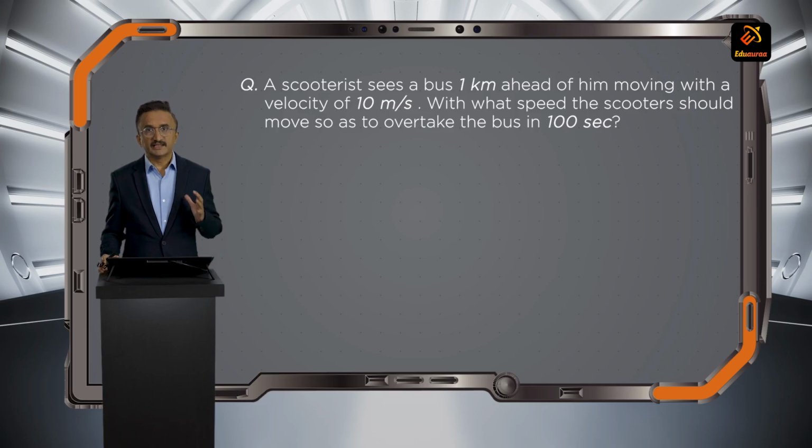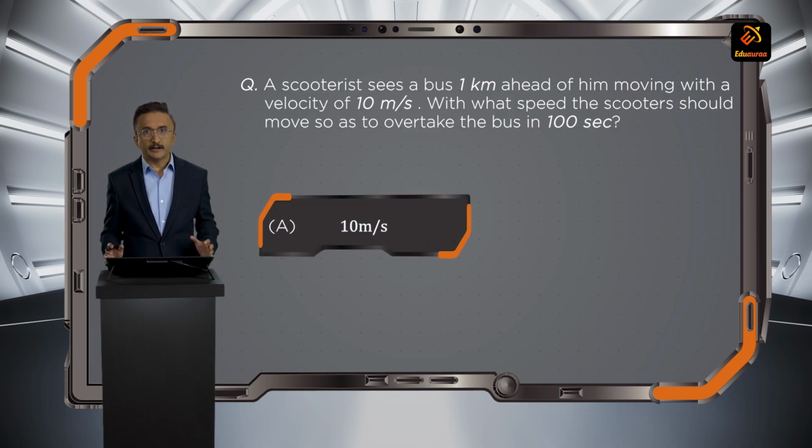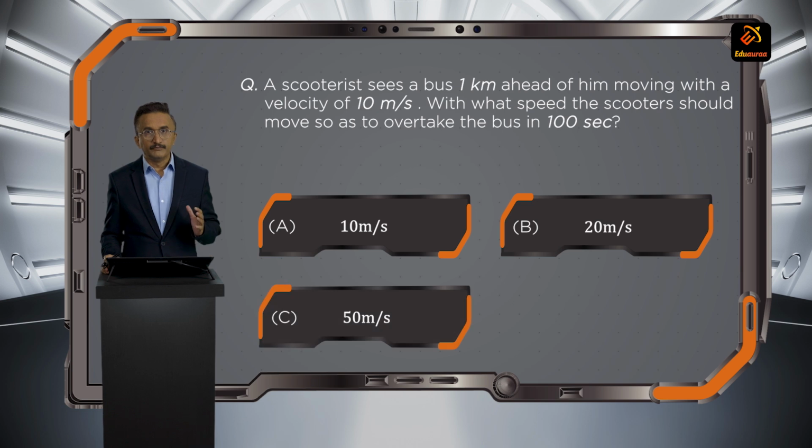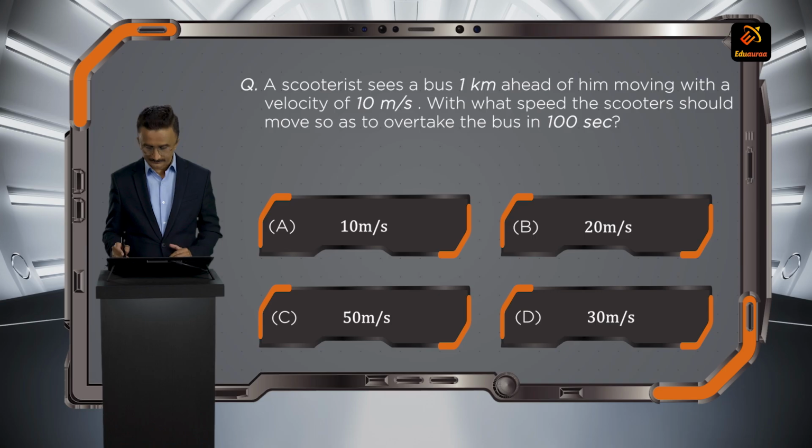Now we have the next question. A scooter sees a bus 1 kilometer ahead of him moving with a velocity of 10 meter per second. With what speed should the scooter move so as to overtake the bus in 100 seconds? The options are option A 10 meter per second, option B 20 meter per second, option C 50 meter per second, and option D 30 meter per second.